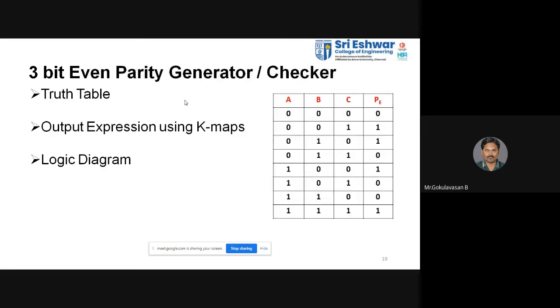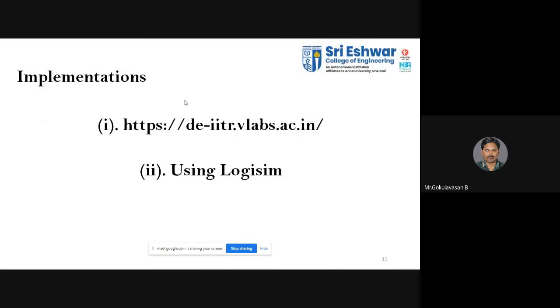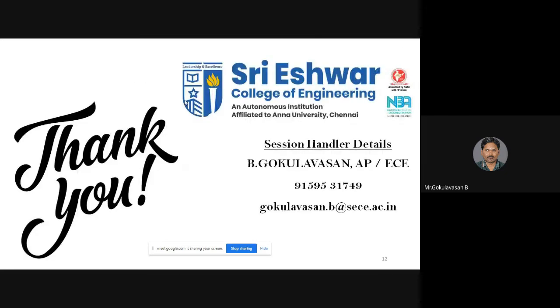Next is the 3-bit even parity generator or checker. Again, the same procedure. I will count the number of ones. If it is not making an even number, we have to make it an even number. If it is already an even number, no issues, we can add just 0 in the parity bit. So here also the procedure is truth table, then derive the output expressions using K-maps or the ordinary method, and implement in the logic diagram. This is our plan. We will implement using these simulators, either the virtual lab or Logisim, and we will go for Logisim. So this is the experiment which I have planned today.